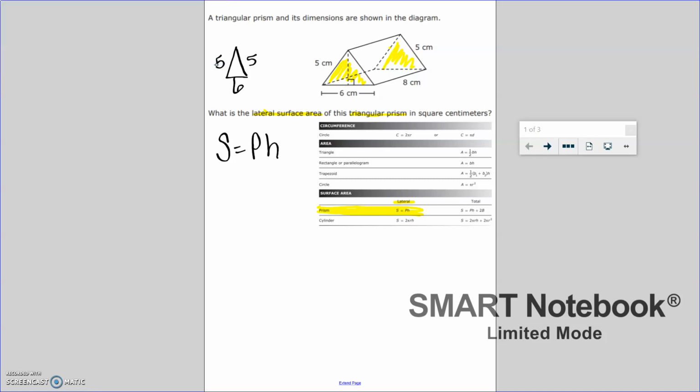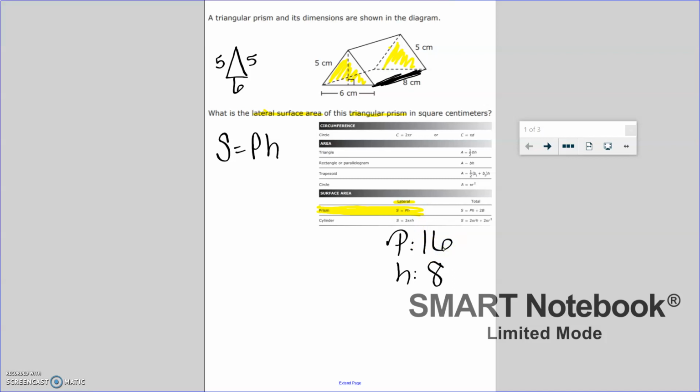The height of my prism is 8 centimeters. So we always like to label our missing numbers. So the height of our prism is 8. And now we need to find the perimeter. In order to find the perimeter of the base, we need to add all the sides of our base. So that's 5 plus 5 plus 6, which gives us 16. So the perimeter of the base is 16.